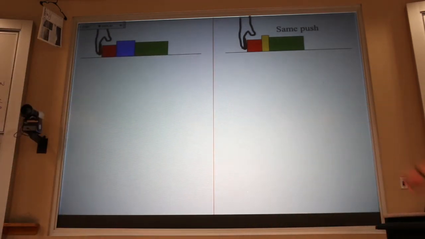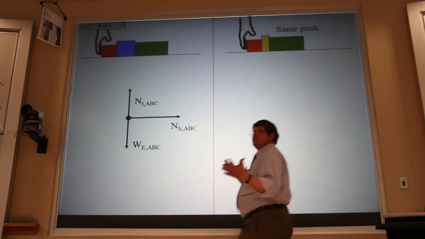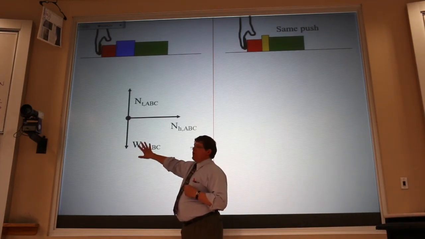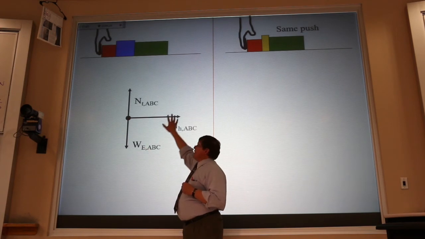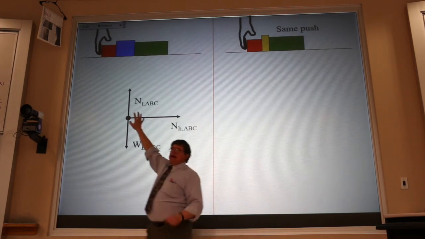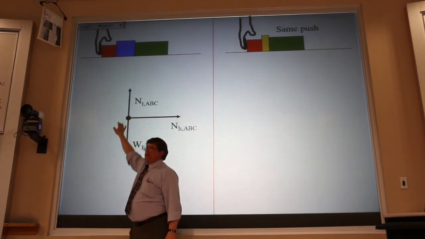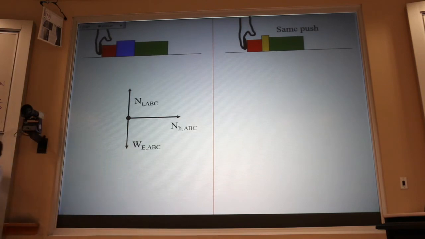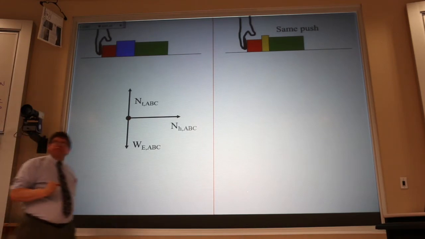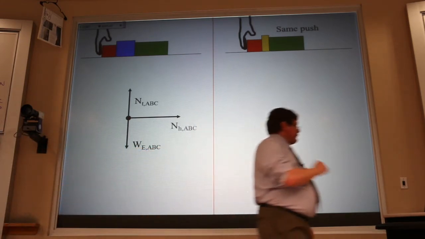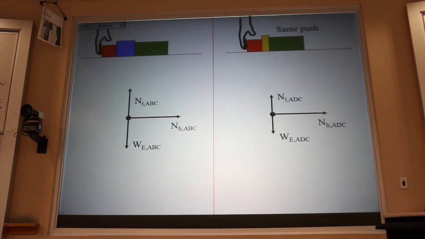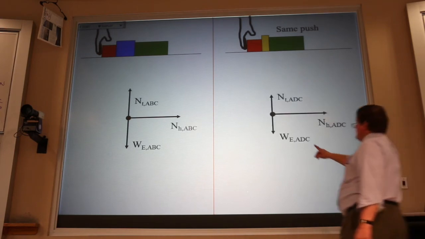So if I lump A, B, and C all as one unit, the only things that act on A, B, and C are the earth pulling down, the hand pushing to the right, and the table pushing up. These internal forces of B on C and C on B and A on B and B on A, they don't enter.